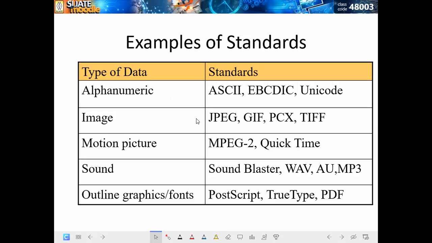Normally in the computer industry, there are several standards to be followed when you input the data. For example, when you type something, that means when you are going to input alphanumeric data, some standards are ASCII, EBCDIC, and Unicode, right? For the images, there are several standards. For example, JPEG, GIF, TIFF, PCX. If you're going to use Photoshop, you know that the PSD extension is there. Likewise, there are several standards for the images.